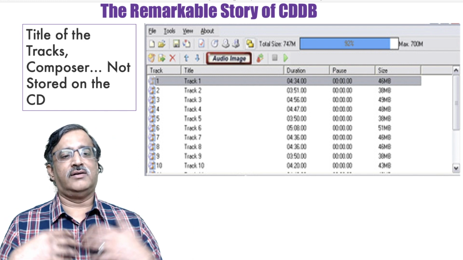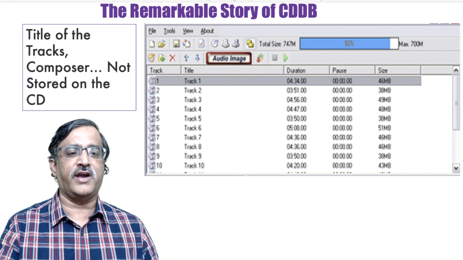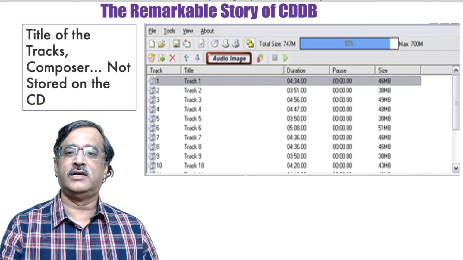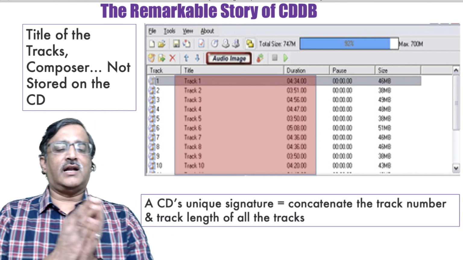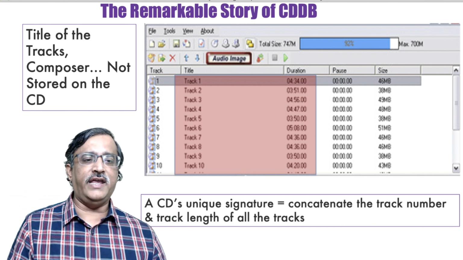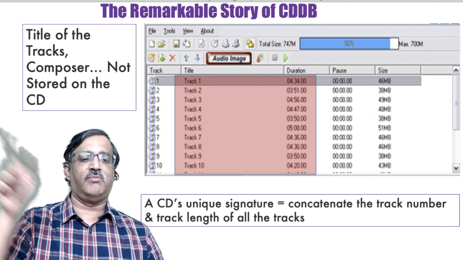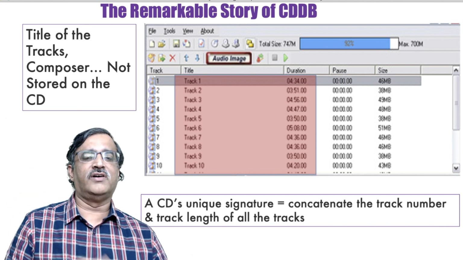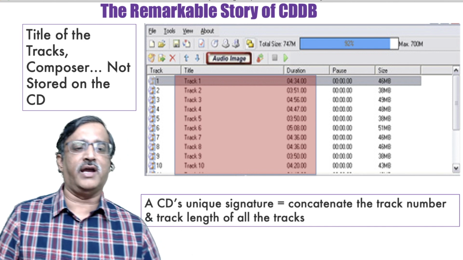Now that was a problem that the CDDB was trying to solve, and the designers figured out one very interesting observation, that they could concatenate the track number and the track length to create a unique signature for the CD. Now they would send that signature to the CDDB, which is available as a cloud-based service, to get the track information back, and that's how we were ripping our CDs.